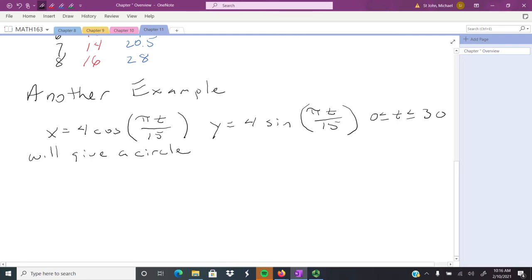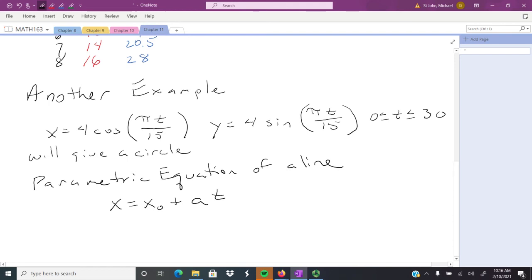Okay. So the parametric equation of a line will be x equals x naught plus a times t, and y equals y naught plus b times t.